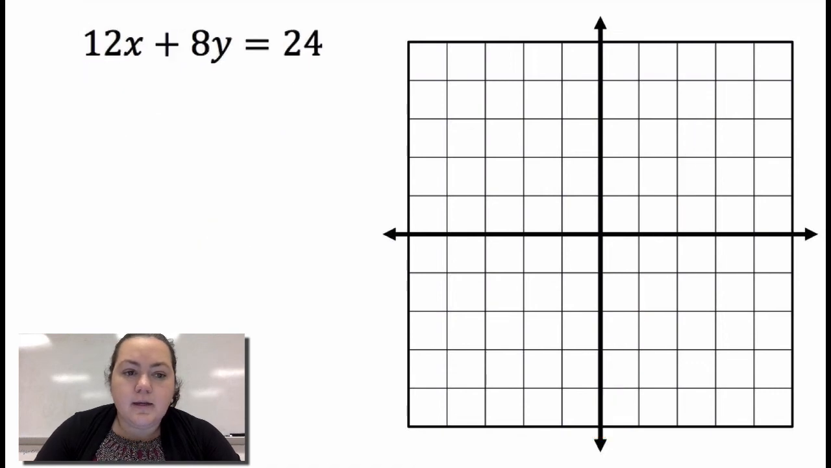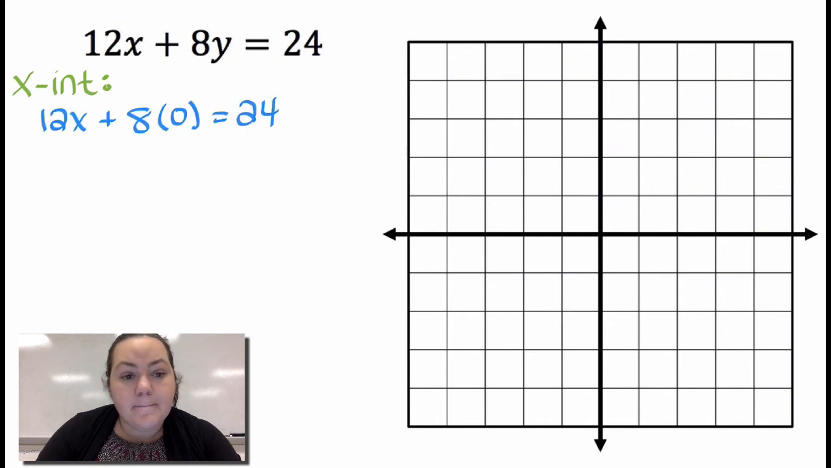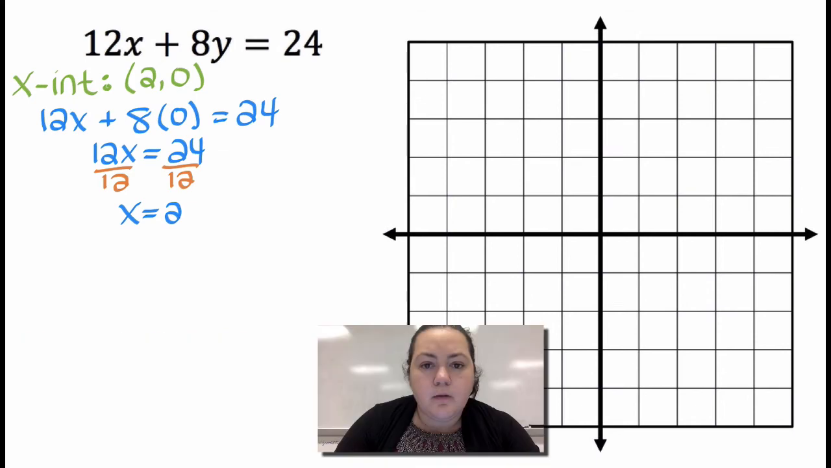All right, this one, again, is in standard form. So I can either rearrange it into slope-intercept form or I can get the intercepts. It doesn't matter which way. Either way, your graph will end up being the same if done correctly. All right, so I'm going to use the intercepts on this one. So my x-intercept, I'm going to plug in 0 for y. That leaves me with 12x equals 24. And if I divide by 12, I get x equals 2. So my x-intercept is 2, 0.